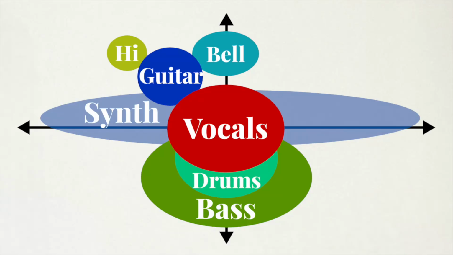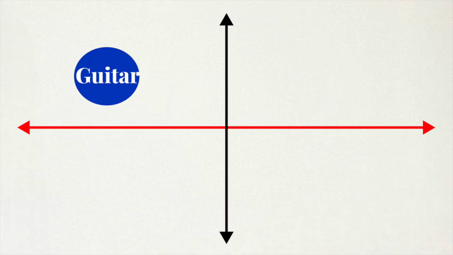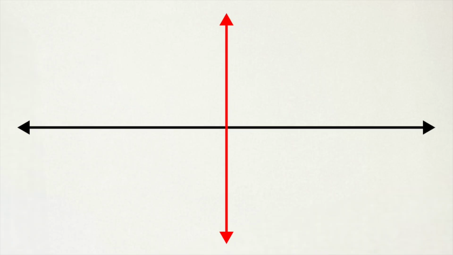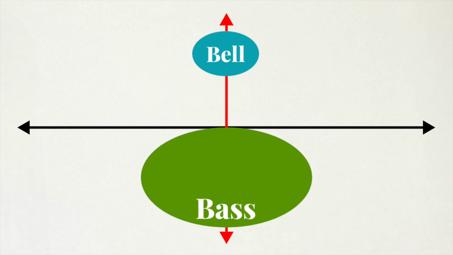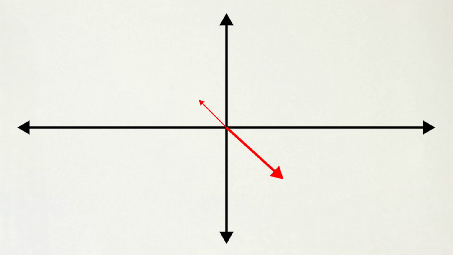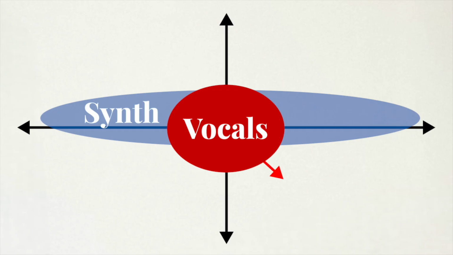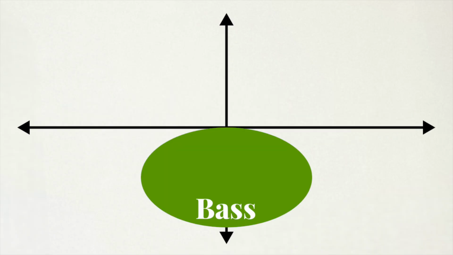This is what we visualize in our heads when we listen to a song. We've got the x-axis, which represents how left or right a sound appears to our brain. Then we've got the y-axis, which represents how low or high a sound sounds to our brain. Then we've got the z-axis, which represents how forward or back a sound sounds to us. Then finally, we also have the size of a sound, which represents how big or small a sound is to our ears.